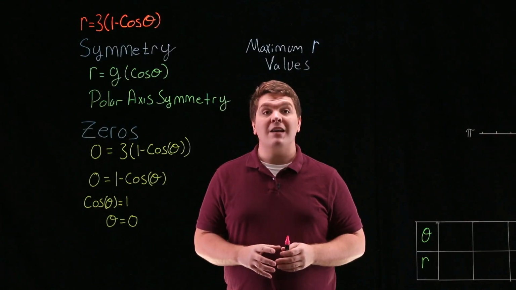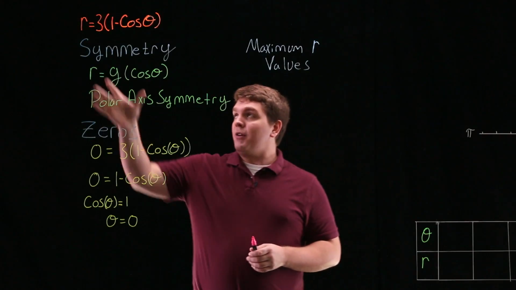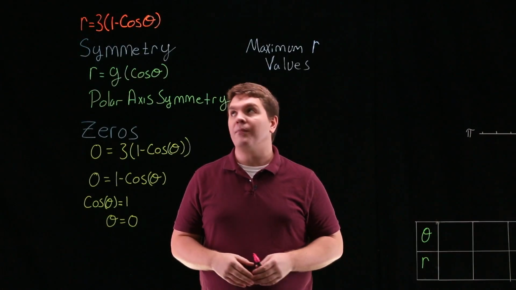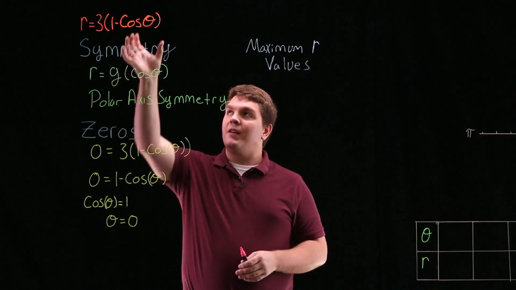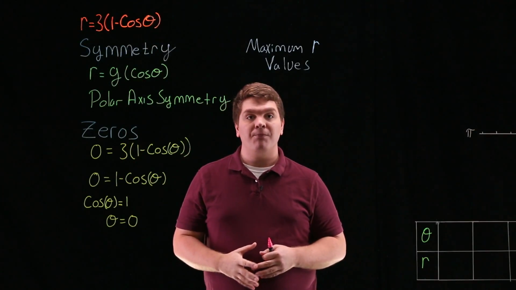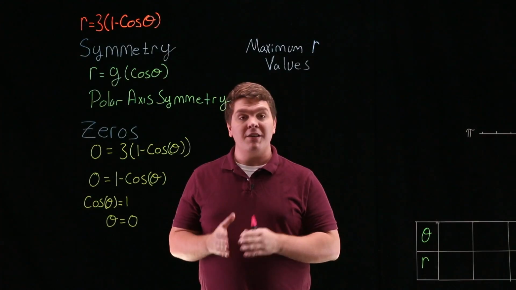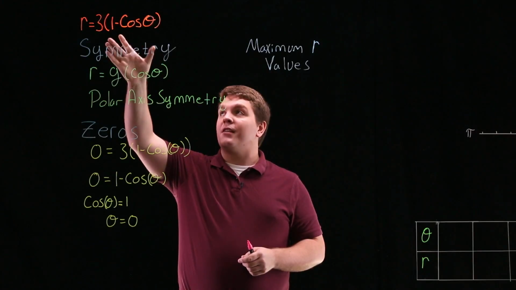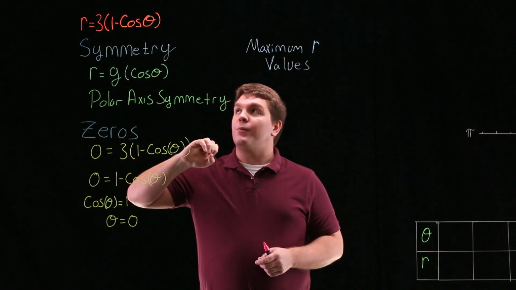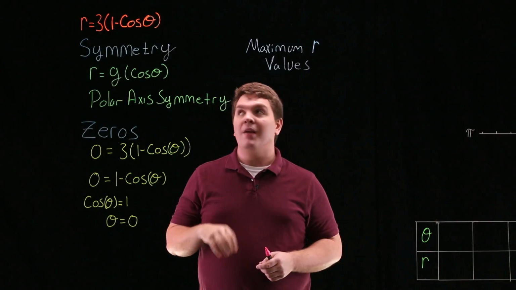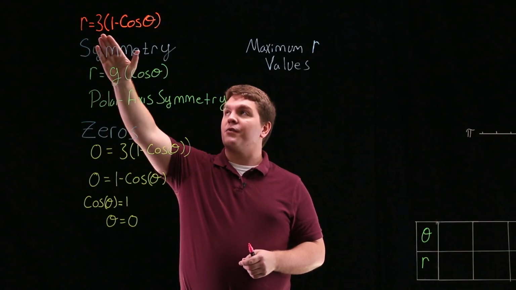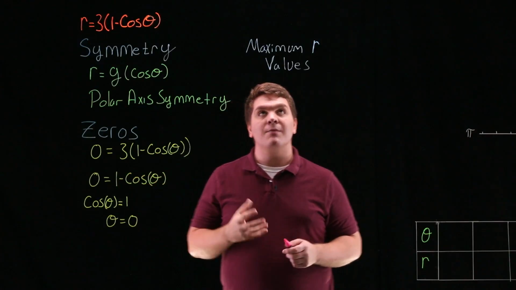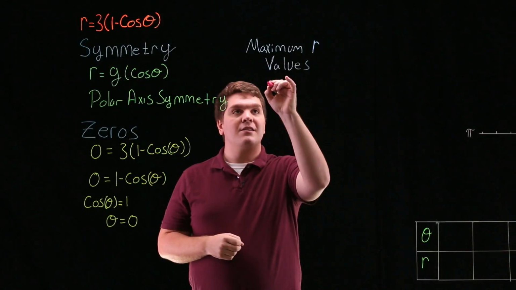Next, we'll want to look for the maximum r values. Just looking at our function, r equals 3 times 1 minus cosine of theta. The first thing we want to think about is the range of cosine of theta. Remember that cosine of theta ranges between -1 and 1. So the largest value we're going to get for r is when cosine of theta equals -1. In that case, r equals 3 times 1 minus a -1, so r is equal to 3 times 2, which is 6. So the maximum r value is 6.